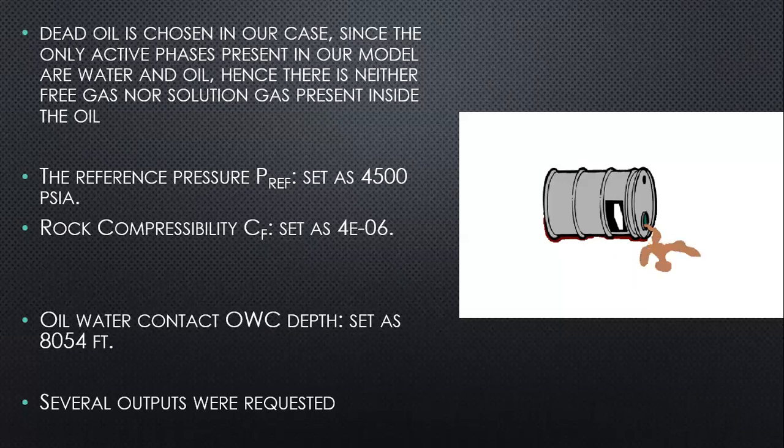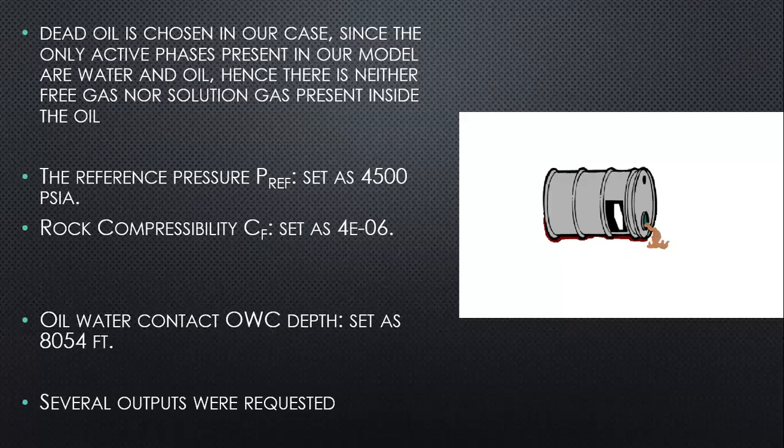Now, moving on to the SOLUTION section, which is the fourth section of an Eclipse input data file. It contains sufficient data to define the initial state, including pressure, saturations, and compositions of every grid block in the reservoir. This section involves a keyword, which is EQUIL. This keyword specifies the following terms: the oil-water contact depth, which is set as 8054 feet, and the capillary pressure, which is set as 0 psi.